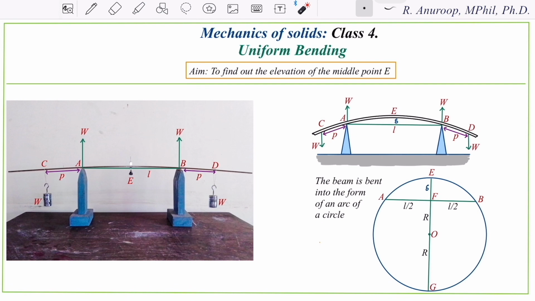As I specified, in uniform bending, the beam is bent into the form of an arc of a circle. Why is it bent into the form of an arc of a circle? Because it is loaded at equal distances from the knife edge with equal weights. Let delta be the elevation of the middle point. Now AB represents the arc of a circle.